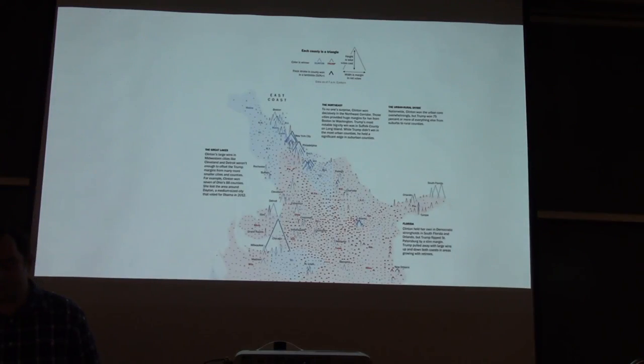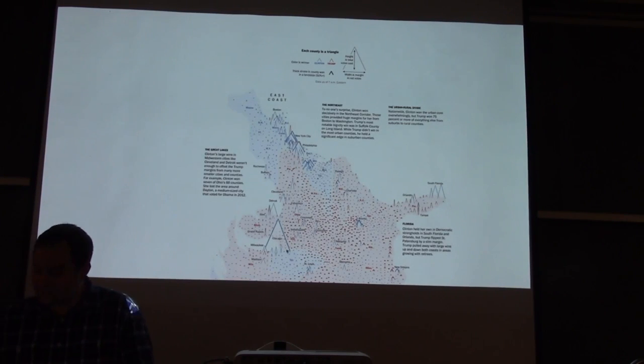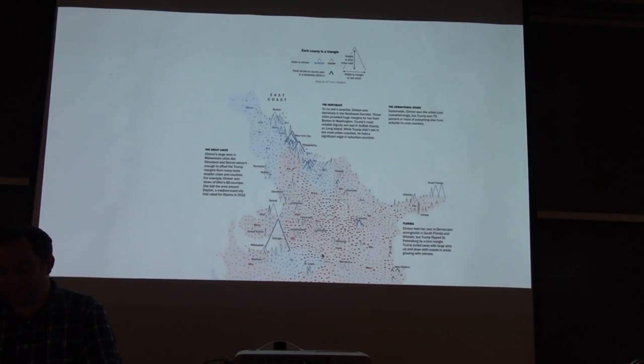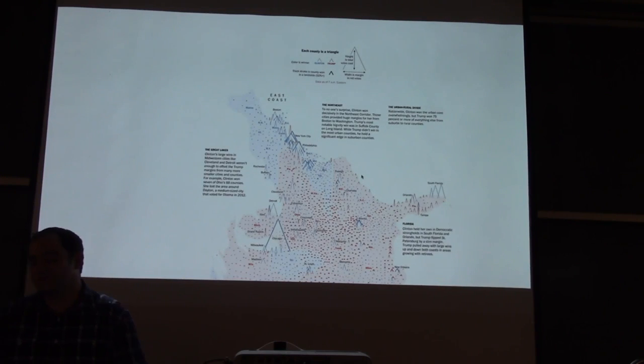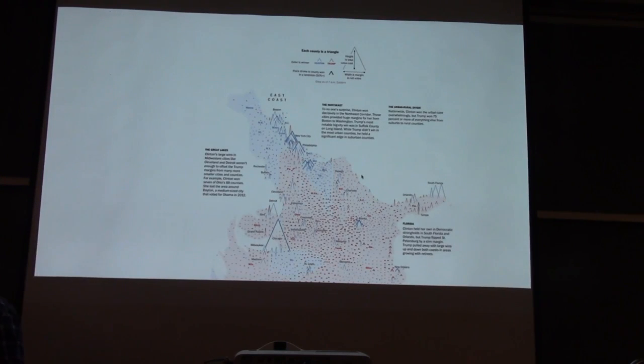And here's another map that uses these triangles as proportional symbols. And here the size of the triangle is the height, is the number of total votes cast. The width is the margin of the votes. So Chicago had a large number of votes, and Clinton won it by a large margin. Whereas here in Florida, you can see that there are a lot of people, but Clinton won it by a smaller margin. So this is an encoding with two different parameters on a glyph.